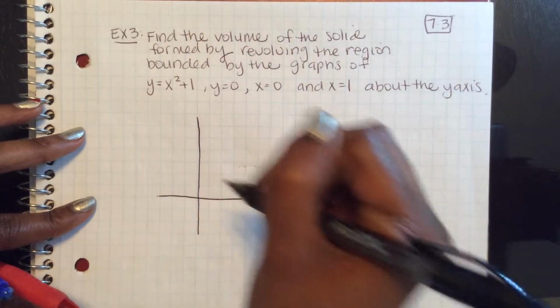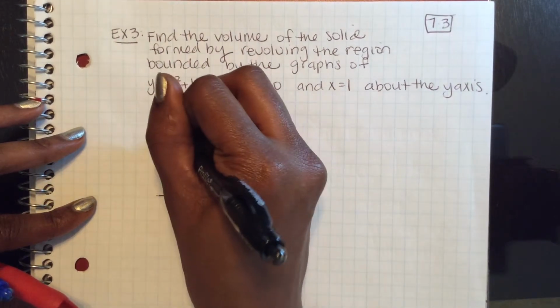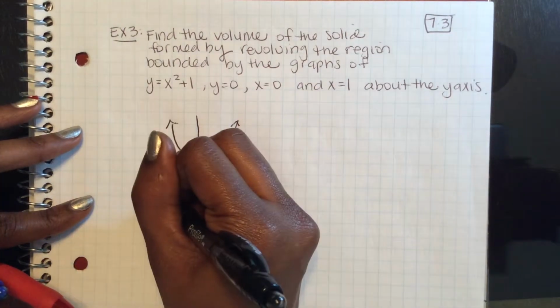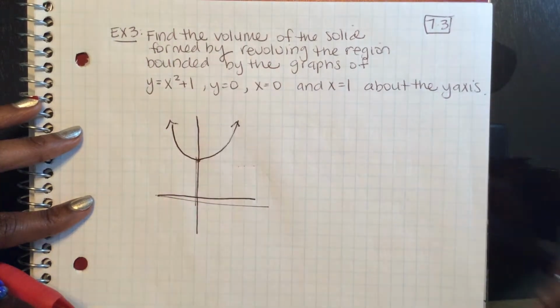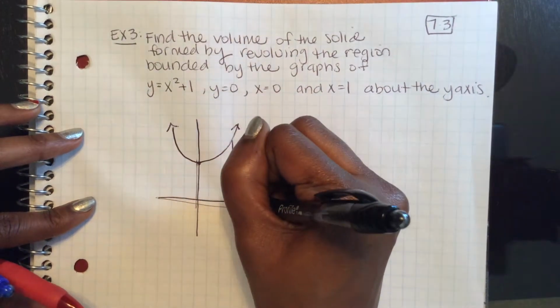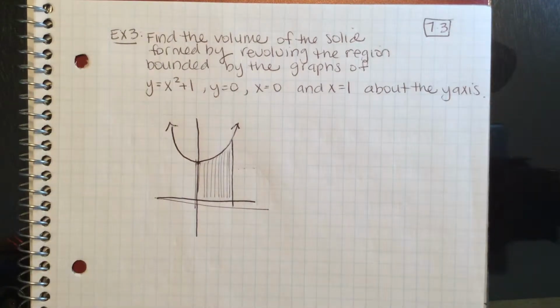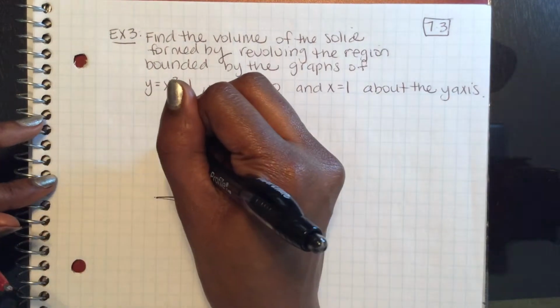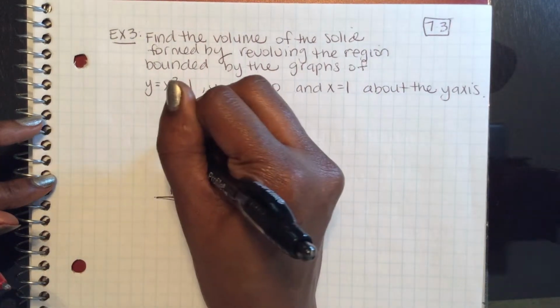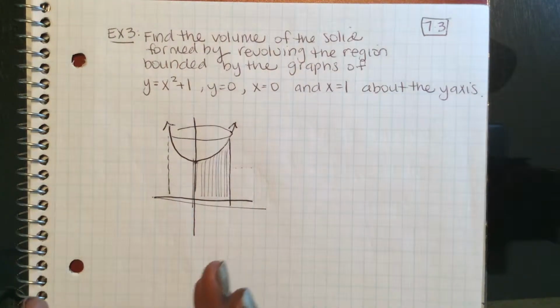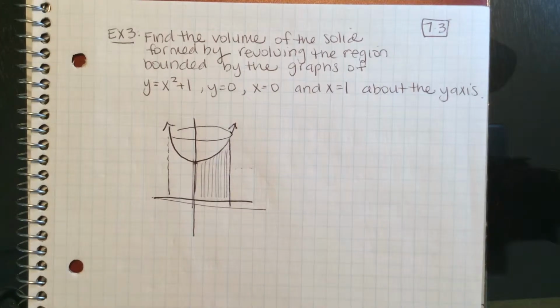So first, x squared plus 1 is a quadratic opening up through 1. Y equals 0, x equals 0, and x equals 1. So we're looking for this shape rotated about the y-axis. So that's great. This is my half. Here's my shape. So it's basically like a cylinder with a bowl cut out of the top.